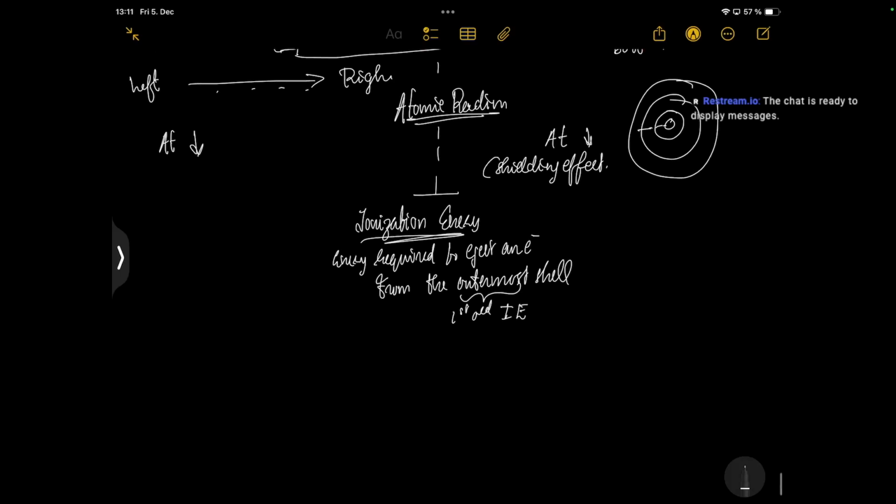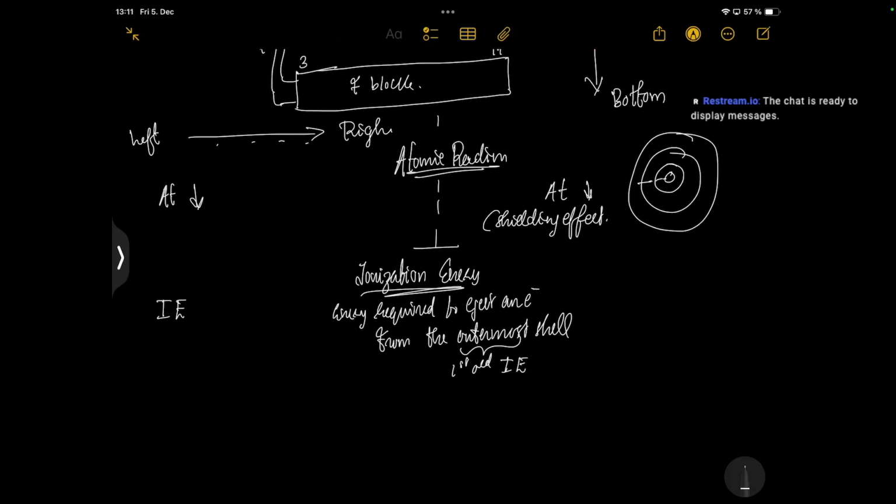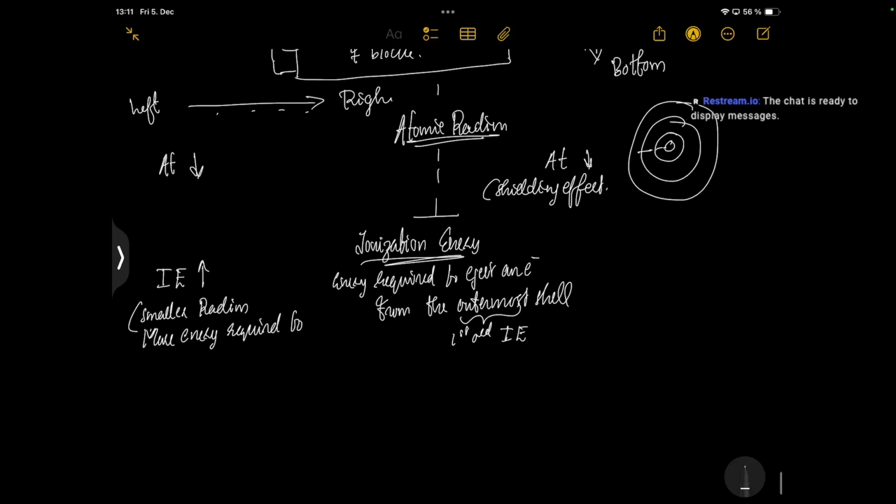So ionization energy, from left to right, is gonna increase due to smaller atoms, smaller radius, more energy required to eject.